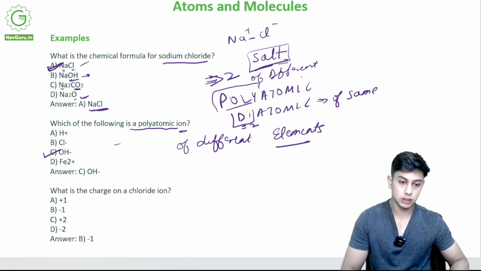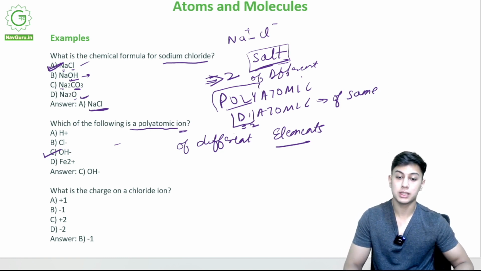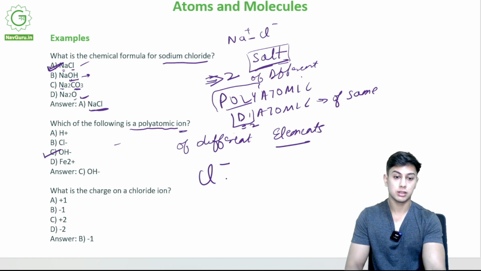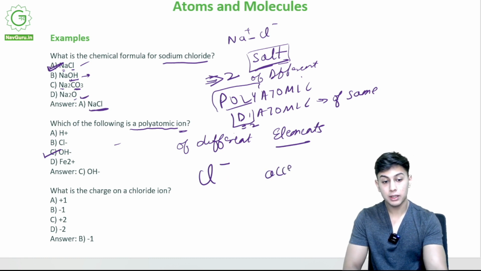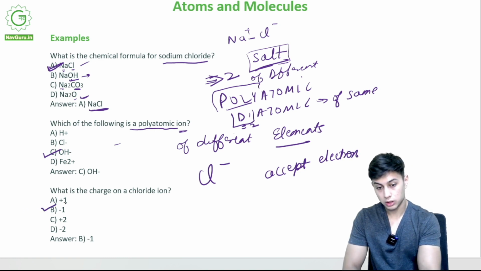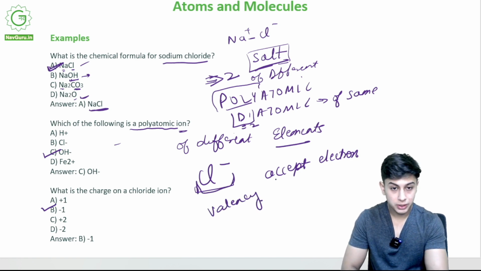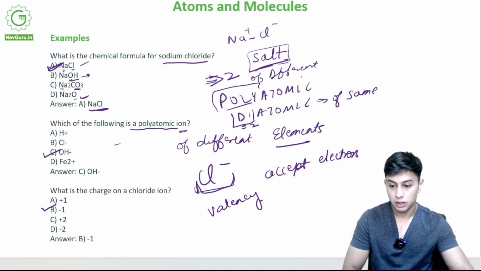What is the charge on a chloride ion? Cl minus. Why minus? It will accept an electron. Okay, it is -1. Cl is -1. Read the valency. If you remember the valency, you will remember the charge, you will remember the atomicity and all.